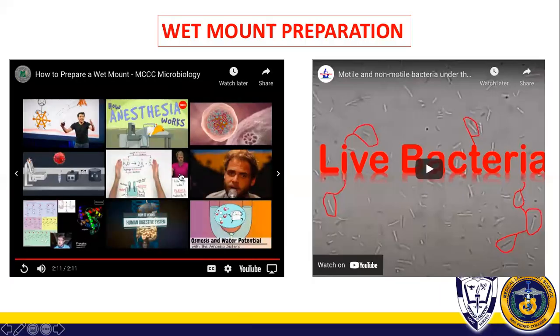Okay, so that's how simple wet mounts are prepared. If it comes from a liquid media, no need to add the deionized water or sterile distilled water. We only use the deionized water or sterile distilled water if our samples come from a plated media. Now let's take a look at what we would be looking at if we had prepared wet mounts in the laboratory.